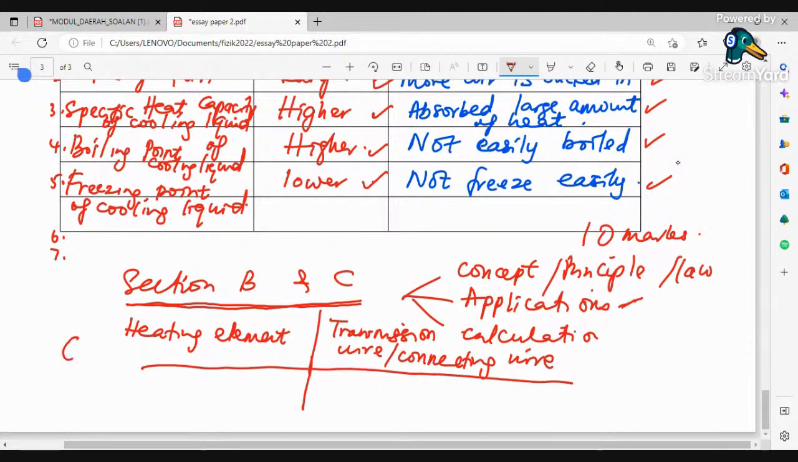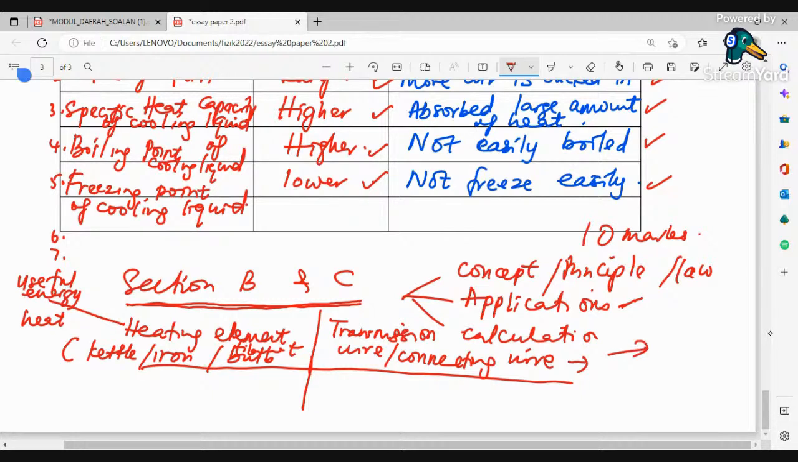Okay. Heating element you boleh nampak dalam alat seperti kettle, iron, okay, bulb, filament bulb. Ini heating element. Okay. Kalau connecting wire, yang transmission wire, connecting wire, itu semua. Okay, jadi different properties, two different characteristic. Heating element, you kena faham dia punya useful energy ialah heat. Apa useful energy dia? Heat. Okay, ini apa dia ni? Useful energy dia electrical energy lah kan? Transmitted. Okay, current transmitted.